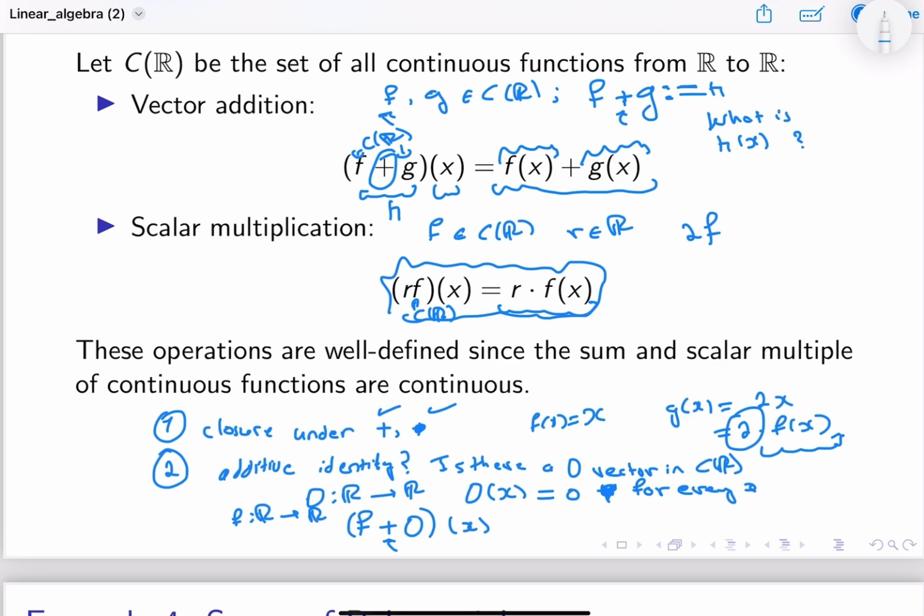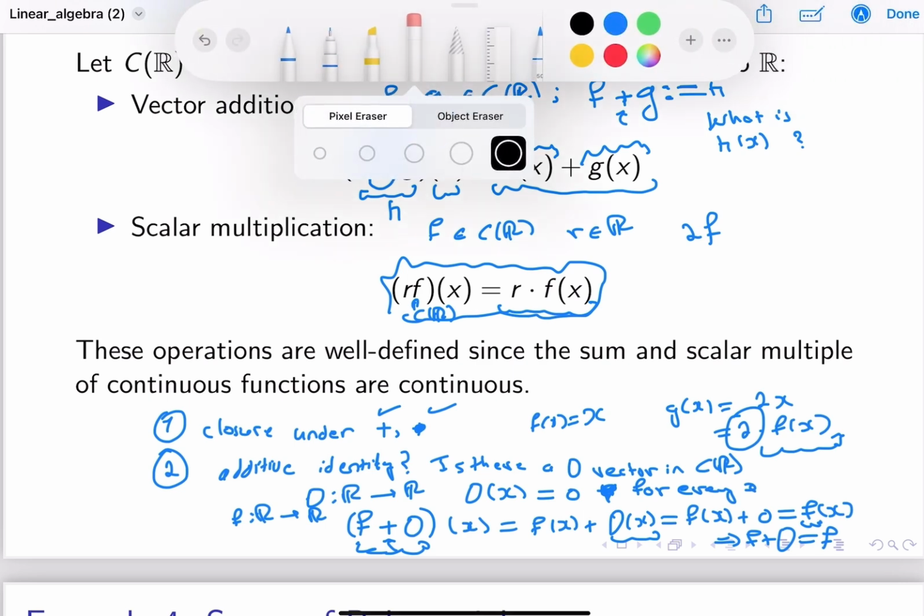So what is f plus 0? Well, you go to the definition. It's the same as f at x plus the function 0 at x. But the function 0 at any number is 0, and 0 plus f of x is f of x. Thus, this thing is equal to f. Which means that f plus the 0 vector is equal to f, and thus this 0 that we just defined is a 0 in the vector space, and thus the vector space has an additive identity, as we claimed.